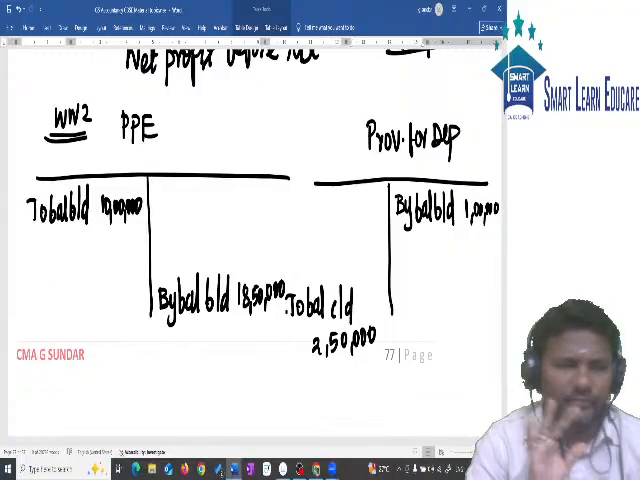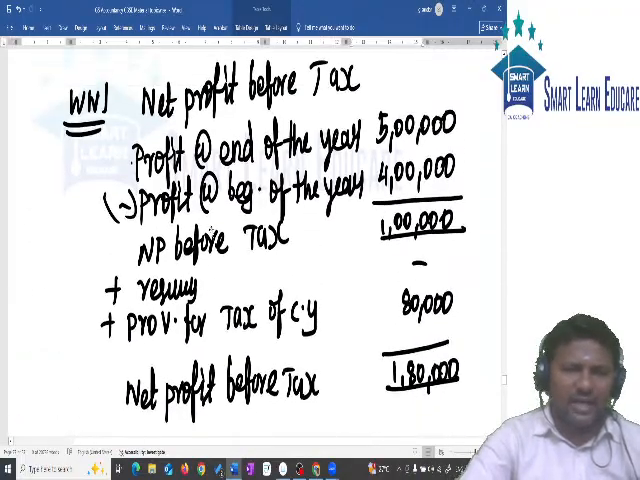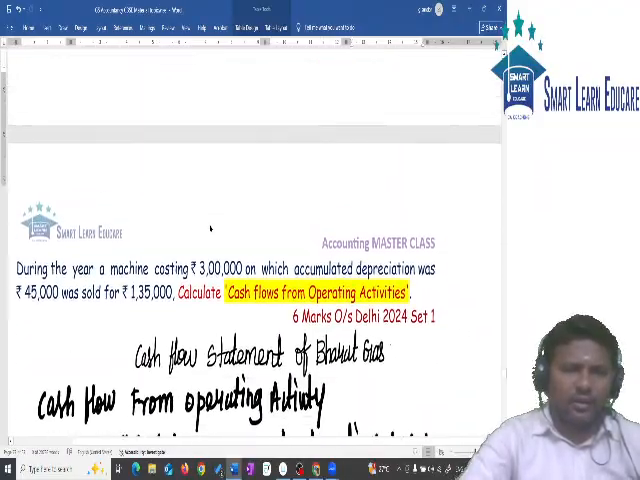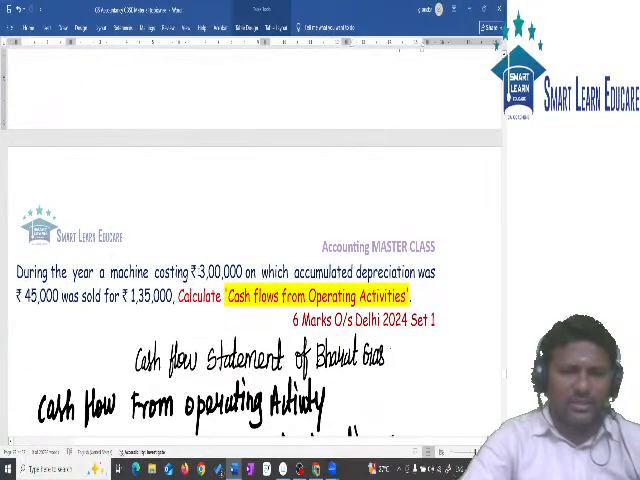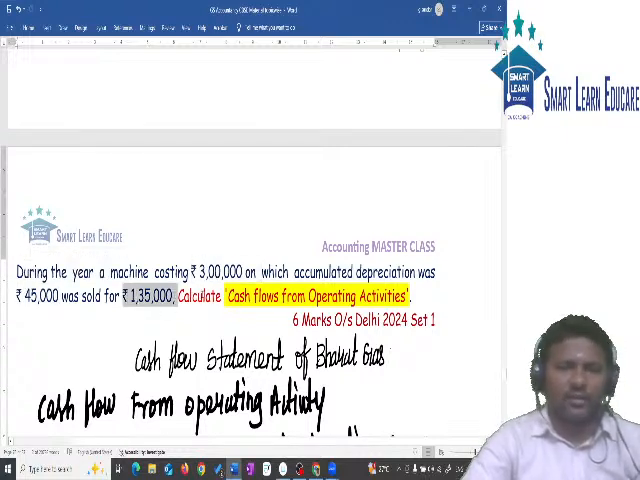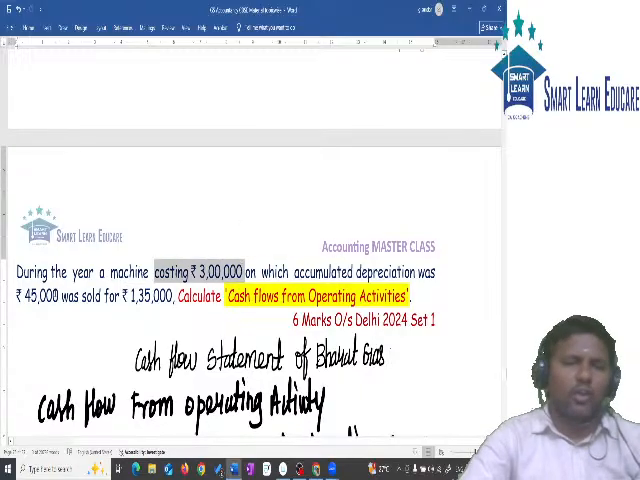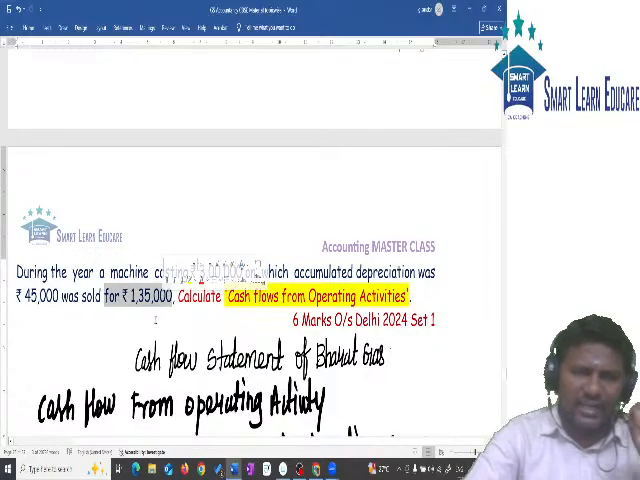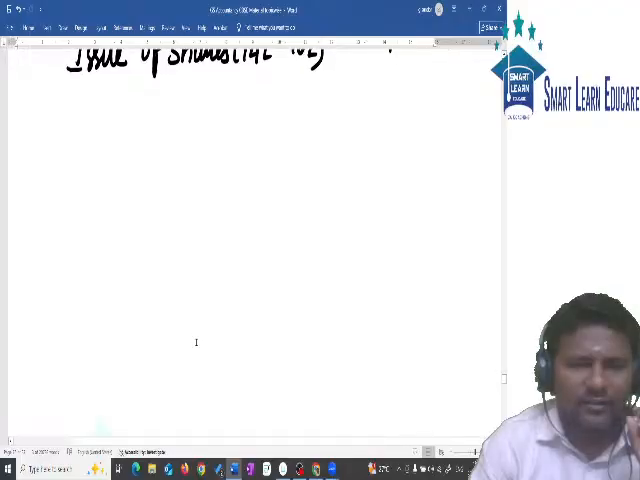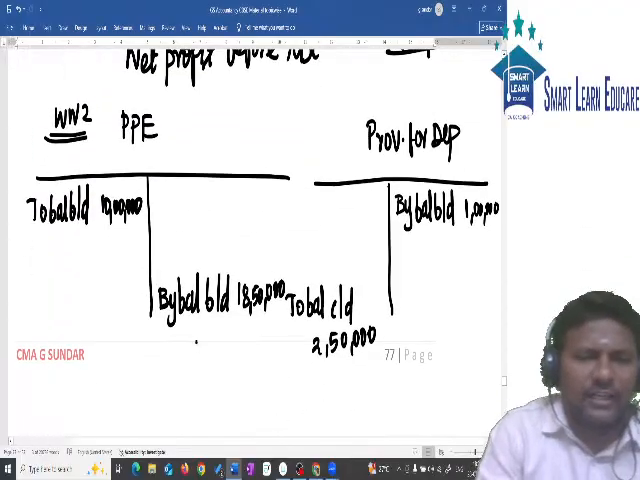Opening balance posted. Now next come to the adjustment part, the last adjustment. During the year, machine costing 3 lakh, on which accumulated depreciation is 45,000, was sold for 1 lakh 35. The cost price of the machinery is 3 lakh, accumulated depreciation is 45,000, and it is sold for 1,35,000. 3 lakh is the original cost.